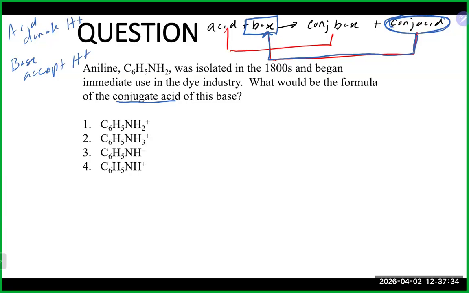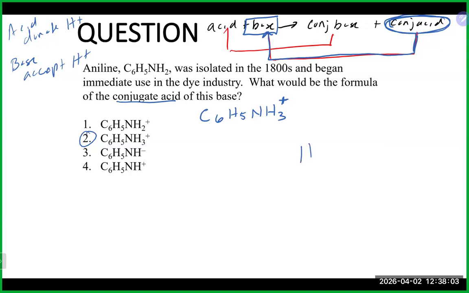So in this case, we are going to assume, obviously, this is a base. It's going to accept the H plus, which means we just need to simply put an H plus on that. I'm going to put my H at the very end. So instead of 2, I'll have 3. And remember, it's not just an H. It is a plus. So that thing was neutral to begin with. So now it should be positively charged. So that looks like number 2 there, I think, if I'm not mistaken. Any questions on that there?